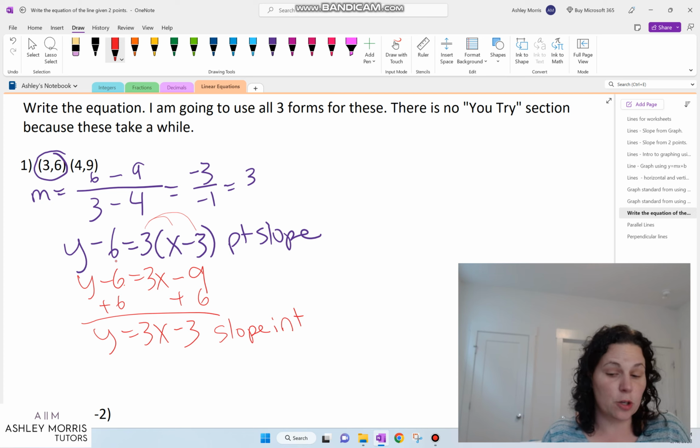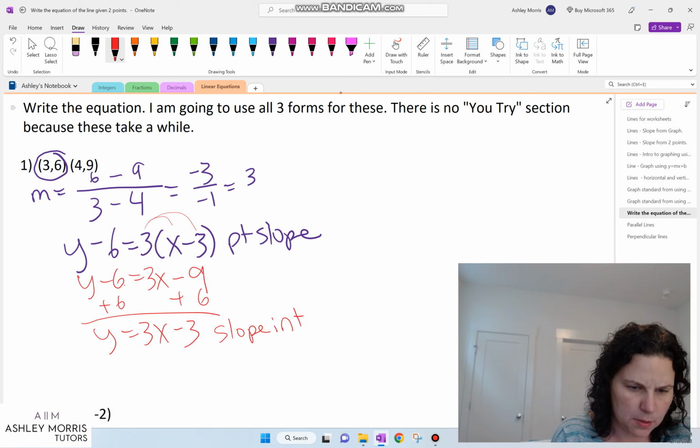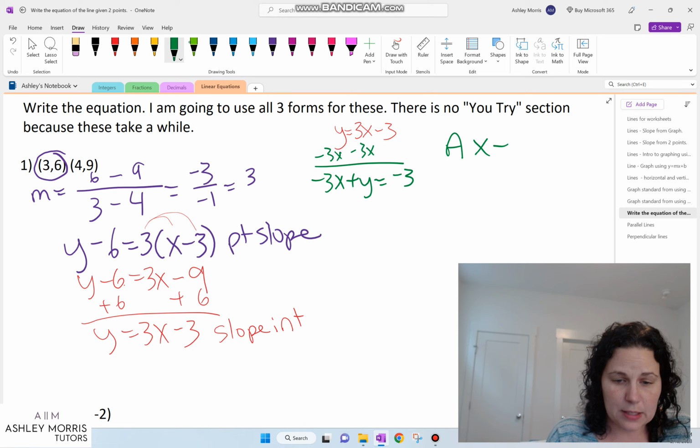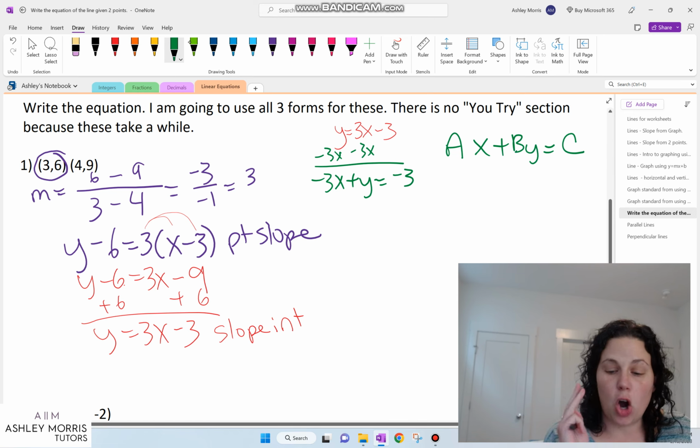Now for standard, we've got to get the x and y on the same side. I'm going to come up here to save some space. So let's subtract 3x over to the other side. Negative 3x plus y equals negative 3. Standard form is ax plus by equals c. A, b, and c are not allowed to be decimals or fractions.